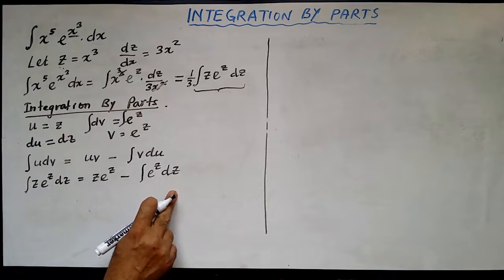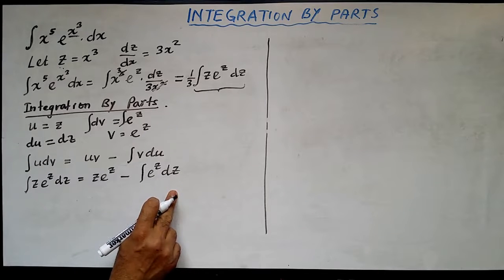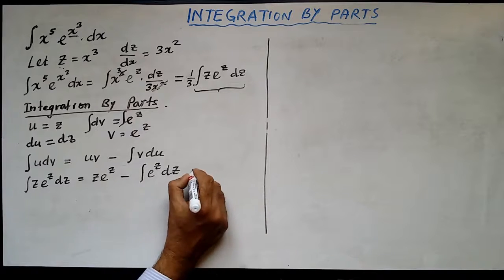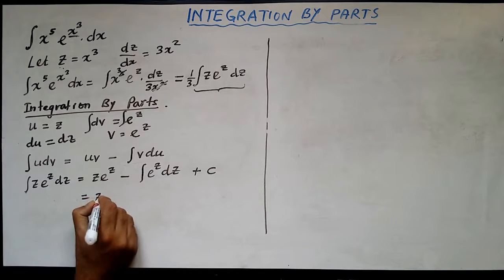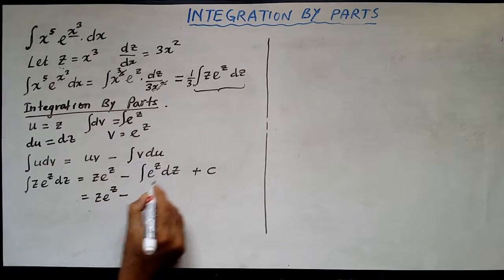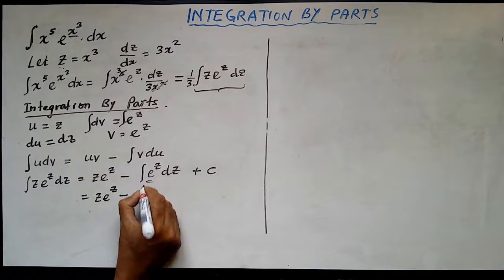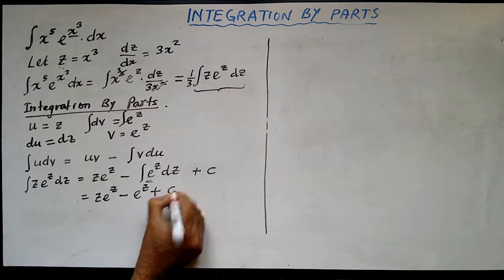And we add the constant of integration c. So we have now, and we know that the integration of e to the power z is e to the power z, plus c.